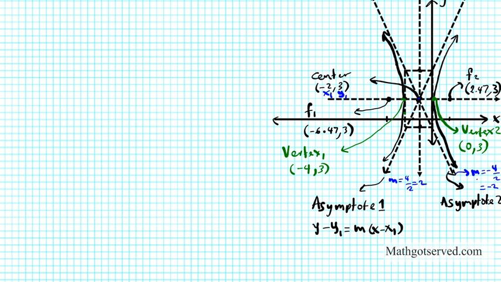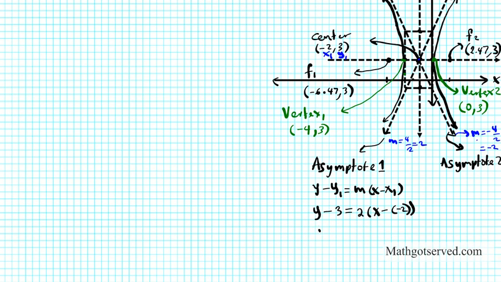Now we're going to write down the equation using the points and the slope. So we'll have y minus y1 is 3 equals the slope, which is 2 times x minus x1, which is negative 2. As for asymptote number 1, we'll simplify. We'll have y minus 3 equals 2 times x plus 2. Now for asymptote 2, write the same equation. y minus y1 equals m(x minus x1). So we're going to have y minus 3 equals m, which is negative 2 in this case, times x minus negative 2.